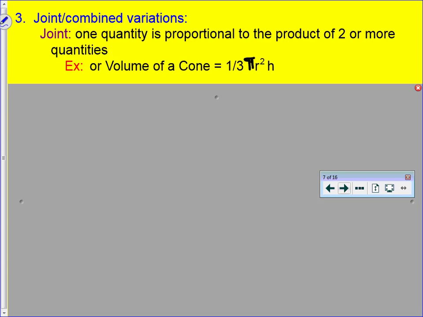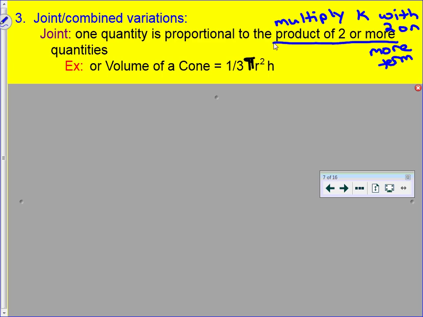Now, the next is kind of lumped together, and this is one that's not as commonly used. It actually happens a lot more in math with some equations that we have. So it's something that's called joint or combined variation. So joint variation is when one quantity is proportional to the product of 2 or more, which means you're taking and multiplying the K with 2 or more terms in this case. You see the example that I have is your volume of a cone.